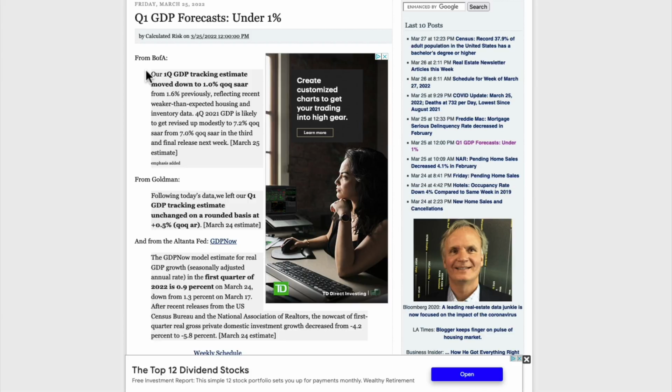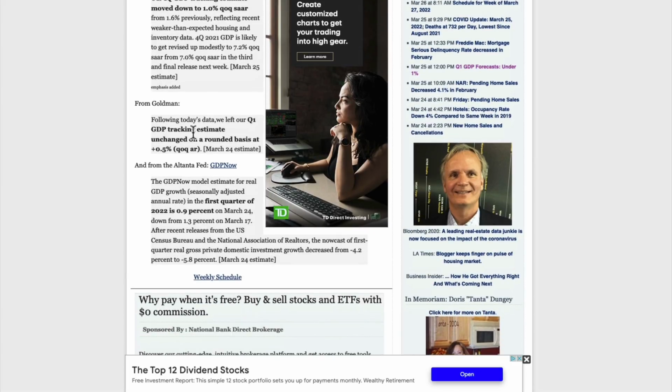Q4 2021 GDP, which I think we see this week, the final reading of it, is likely to get revised up modestly to 7.2 from 7 in the third and final revision next week, which is this coming week. They're saying that as of the 25th. But that's rear view mirror. I don't think it's going to matter much. This is down from 1.6 down to 1, just based on the data out over the last week.